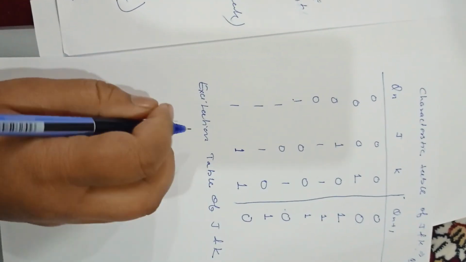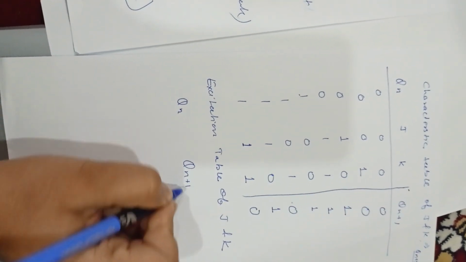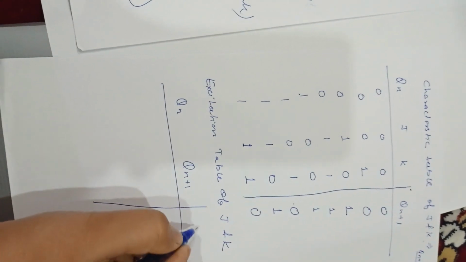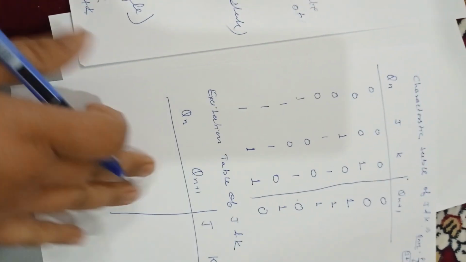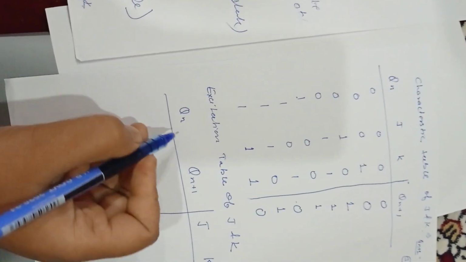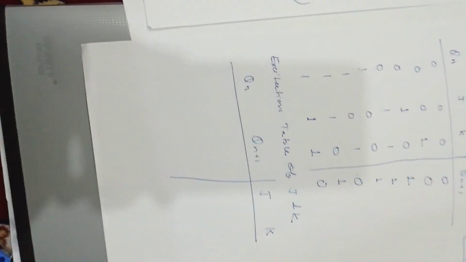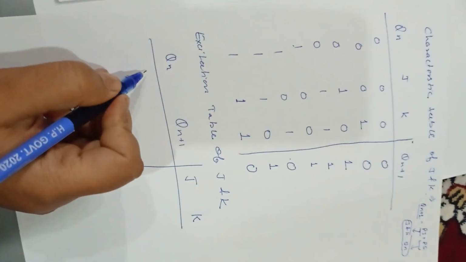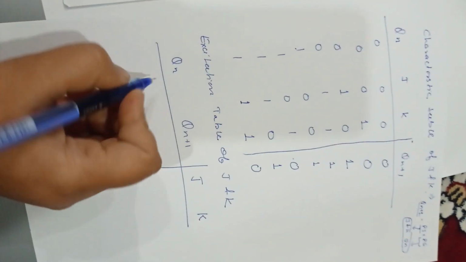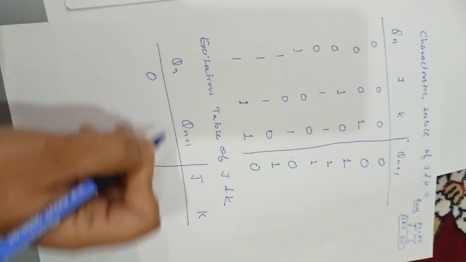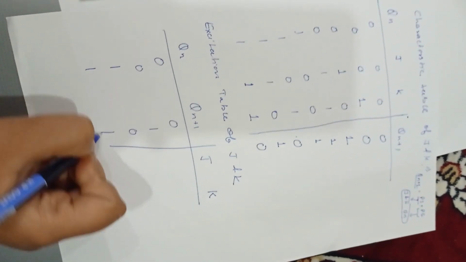So for this one, we have the two input variables, that is your qn and your qn plus 1, and we have the output, whatever the inputs of your flip-flop, that is your j and k. So qn represents your previous state and qn plus 1 the next state. With two input variables, there are four possible combinations, that is 0 0, 0 1, 1 0 and 1 1.